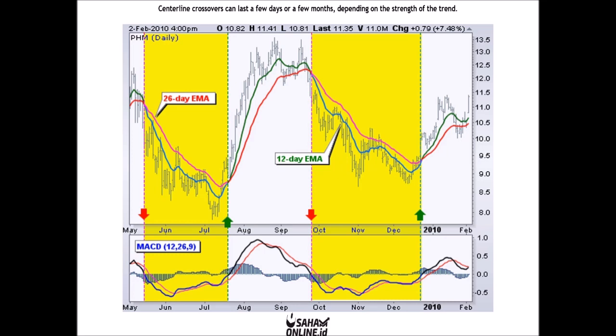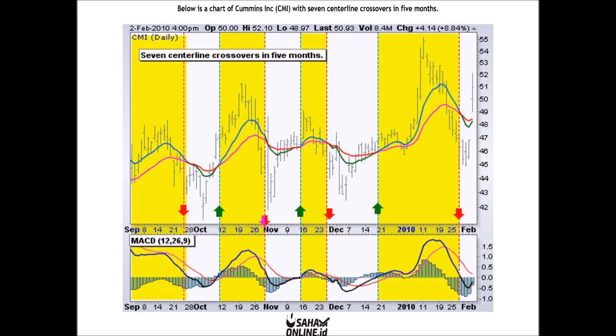Centerline crossovers can last a few days or a few months, depending on the strength of the trend. The MACD will remain positive as long as there is a sustained uptrend. The MACD will remain negative when there is a sustained downtrend. The chart on the screen shows a stock with at least 4 centerline crosses in 9 months. The resulting signals worked well because strong trends emerged with these centerline crossovers.